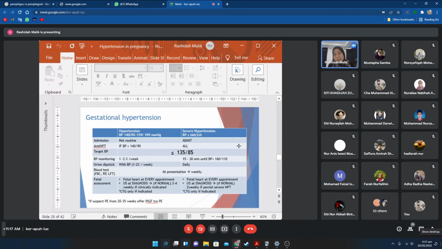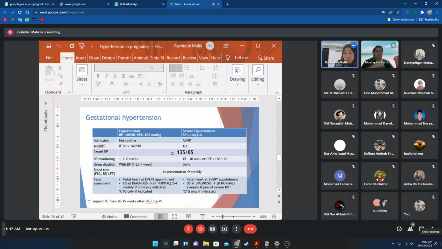So the blood test, when you diagnose, you will need to take the blood test. And if the patient does not have preeclampsia, you can take it weekly. So that is for the mother.